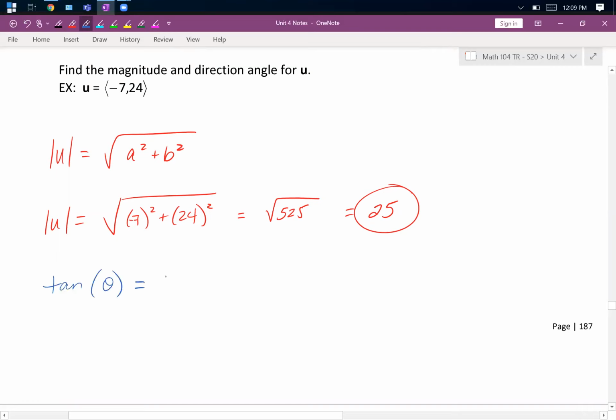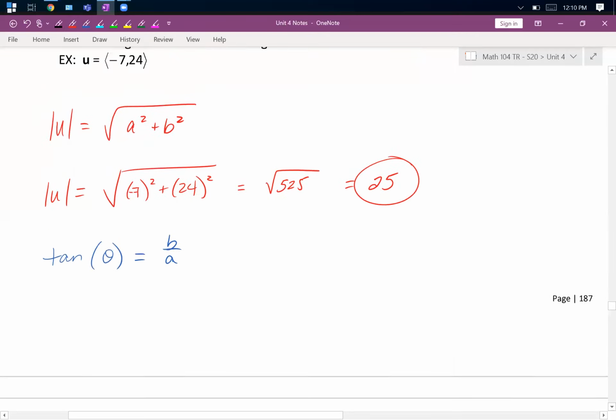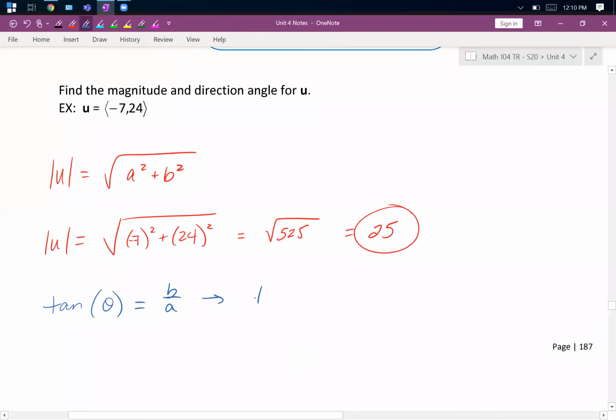To find our direction angle, we're using the fact that tangent of theta equals b over a. So tangent of theta equals 24 over -7, which means theta is going to be tan inverse of 24 over -7.